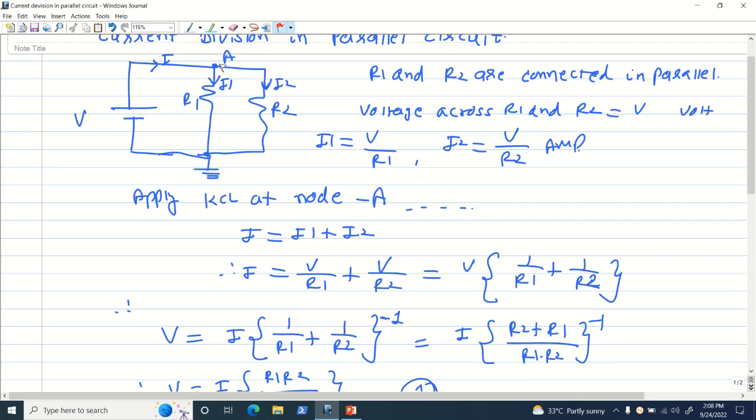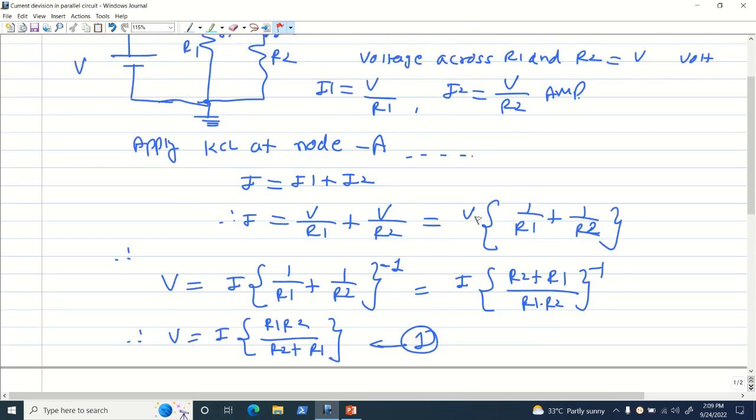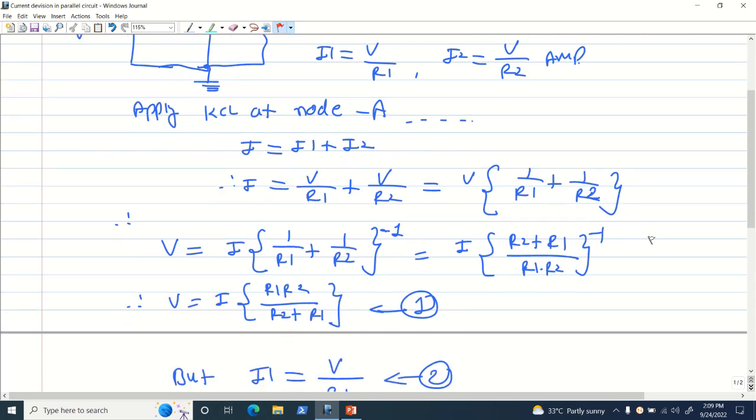KCL means algebraic summation. It means the summation of incoming currents at the junction point would be equal to the summation of outgoing currents. So the incoming current at the junction point A is I. The outgoing currents are I1 and I2. So I would be equal to I1 plus I2. So I would be equal to I1, that is V upon R1, plus I2, that is V upon R2. So take V common, so it is 1 upon R1 plus 1 upon R2.